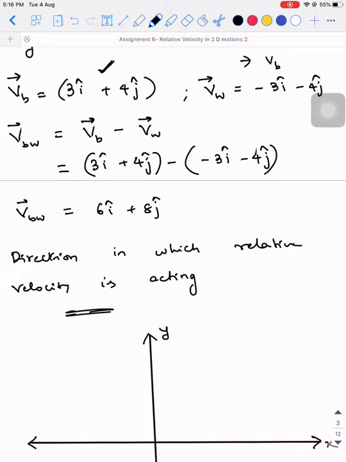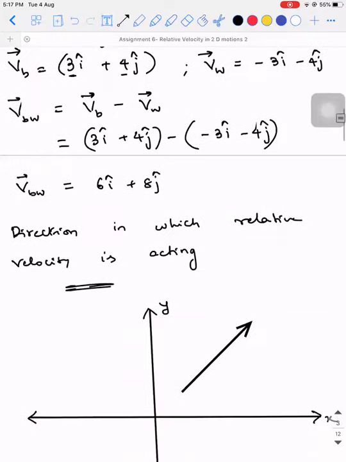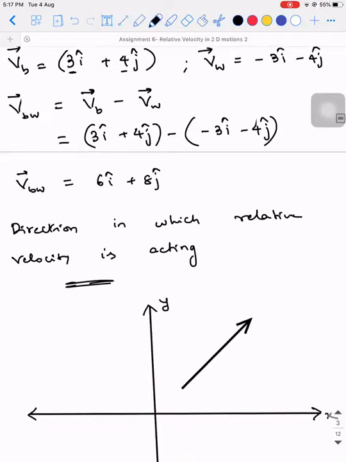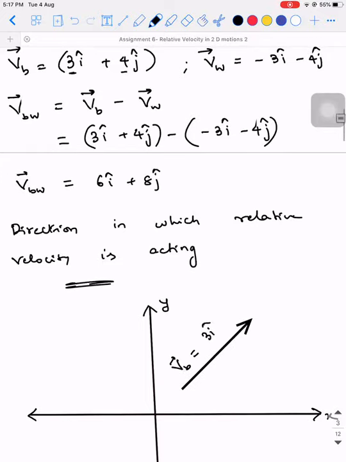Actually, vectors and coordinate geometry are related chapters. So 3 and 4, if you look at the x coefficient and y coefficient, are they positive or negative? Both are positive. So the boat is trying to move in which quadrant? First. It is moving in the first quadrant. So can I put it like this? Right. So this will be velocity of boat is equal to 3i cap plus 4j cap.